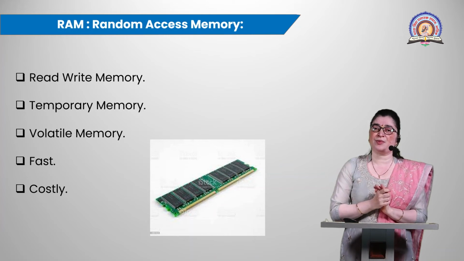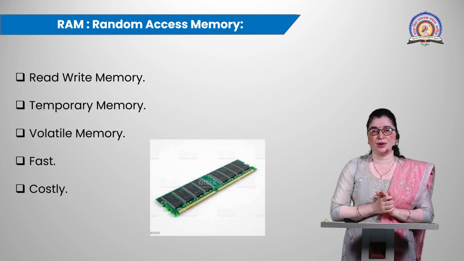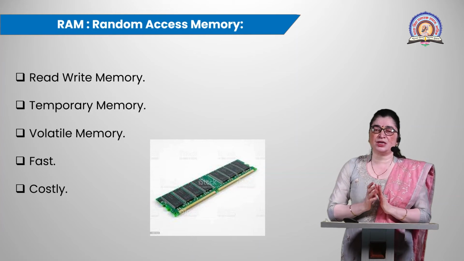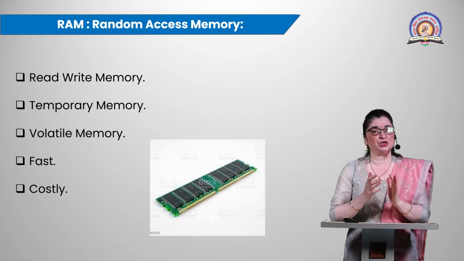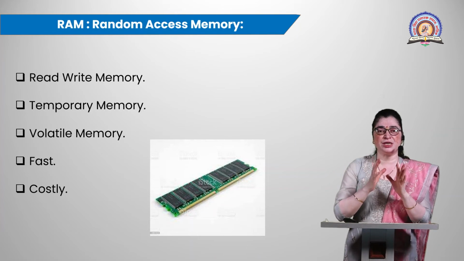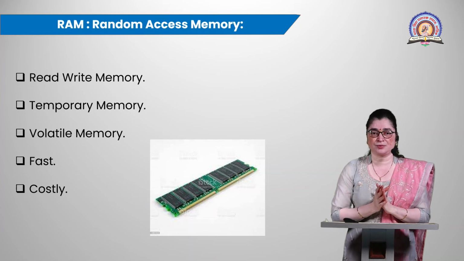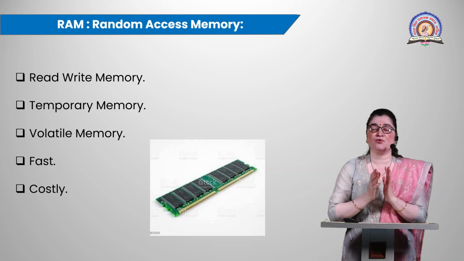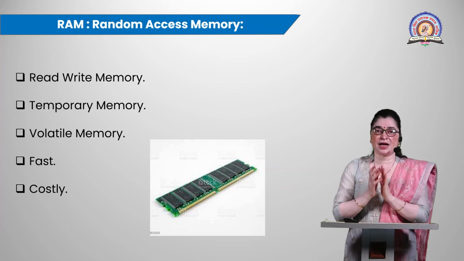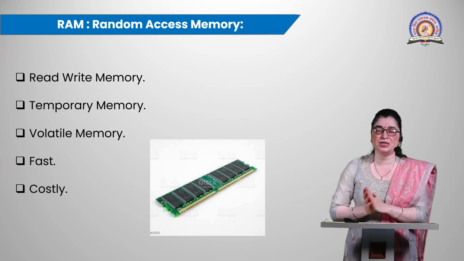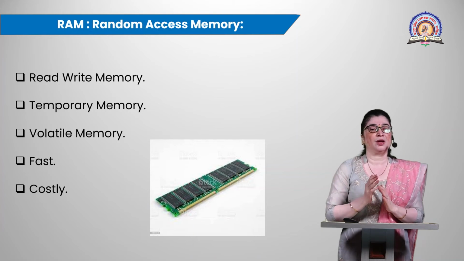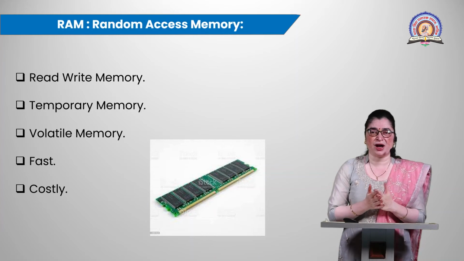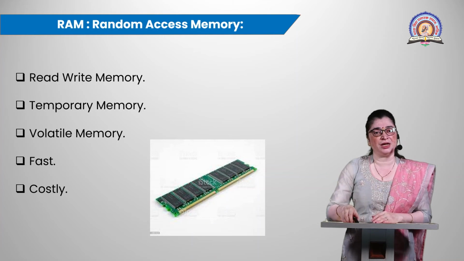But this memory is volatile, or it is a temporary memory. As long as your computer is switched on, you can write or you can read the information. But as you switch off the computer, whatever information is there in the RAM will get lost. So it is temporary memory or volatile memory. As you switch off the computer, the data, instruction, information, everything will get lost. The speed of primary memory is very fast, and it is costly in nature.